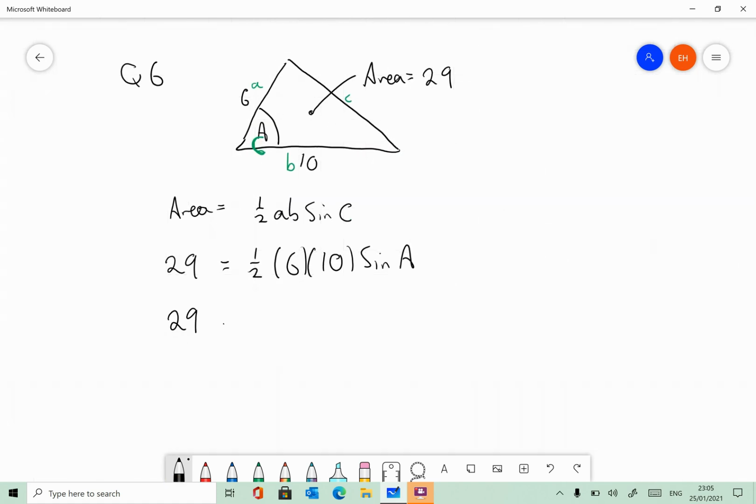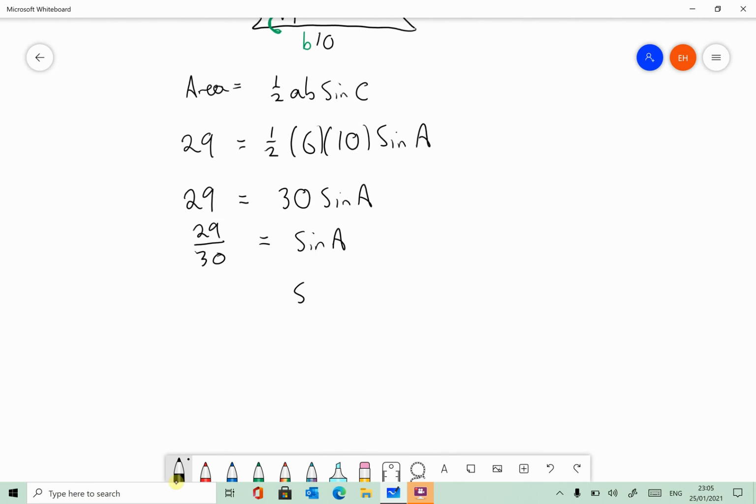I probably should call that big capital letter A theta. That would have been a better thing to do, but anyway, we'll leave it as A because that's what the book gave us. So that's 30 times the sine of A. So sine of A is equal to 29 divided by 30, which is equal to 0.96 repeating.